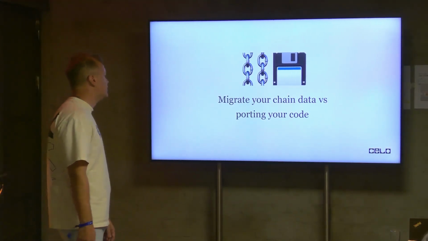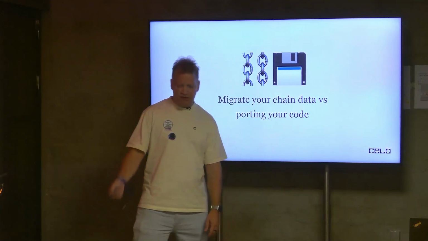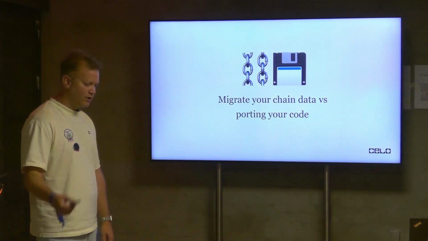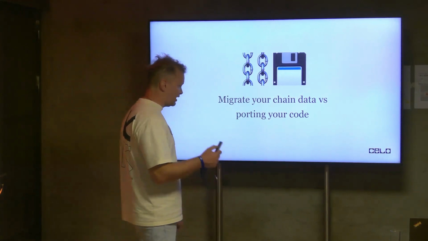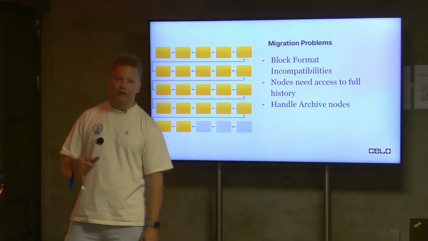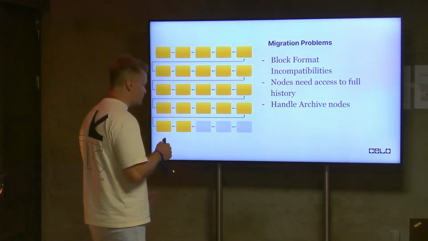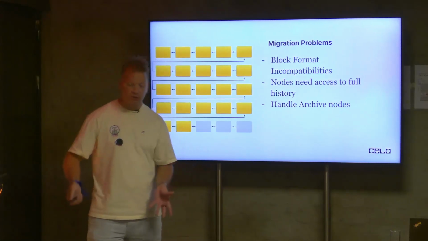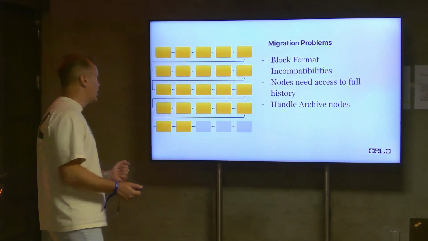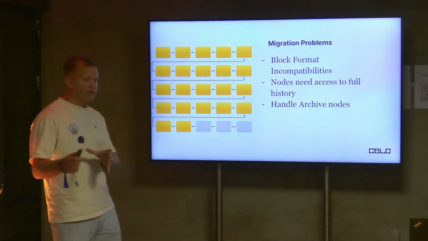OK, tip number 3, migrate your chain versus porting your code. So if you have a chain that has been there for 4 years, you probably have a few hard forks, a few protocol changes, maybe those changes are on the block format, on the block header, on the type of transactions. So when you are going to an L2, you are basically creating this new client. Do you want to port all that code? You probably don't. And so what you could try to do is migrate the history.